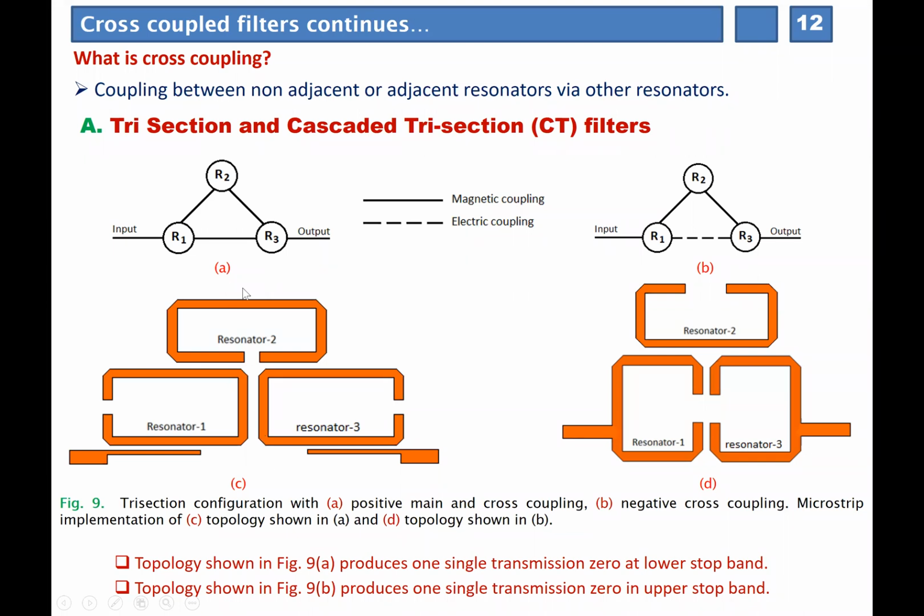If you have this type of filtering structure, you can obtain one transmission zero. Topology 9A produces a single transmission zero at the lower stop band, and topology 9B will provide you one transmission zero at the upper stop band. I will show the results also.